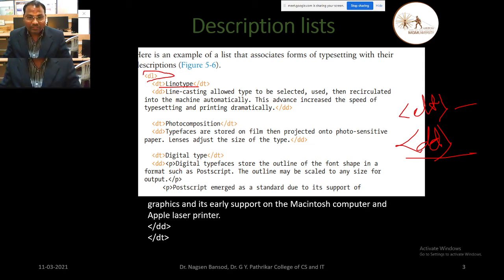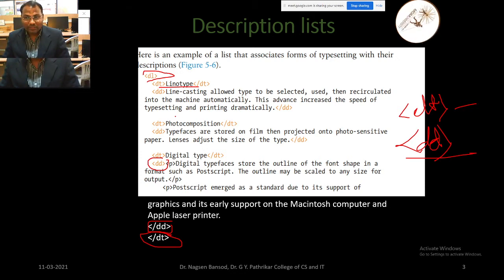Also in digital type you see here, and we can also use a paragraph like this: the graph and its early support on the Macintosh computer and Apple laser printers. You see, we need a closing tag for this opening tag we use here, and this is the term close tag. If we started the term, then we have to use its close tag. You find it practically, whether it is working or not, and how its output will look.